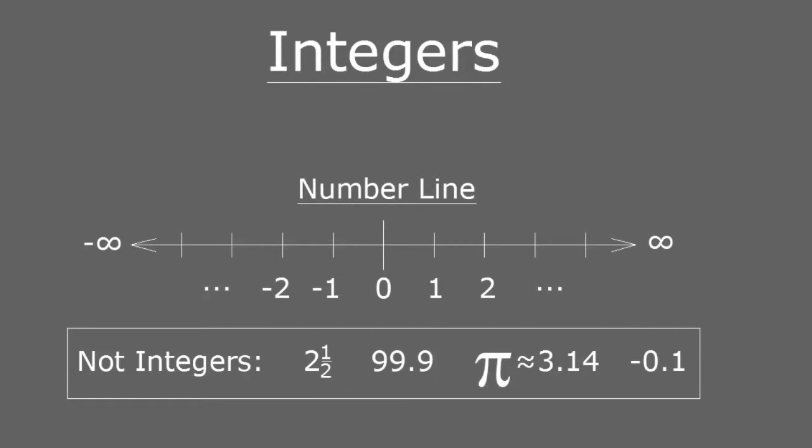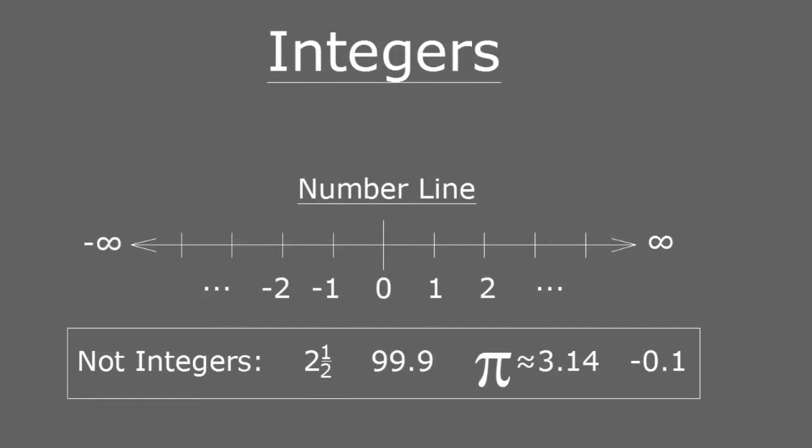The first one is 2.5. 2.5 falls halfway between 2 and 3. 2 is an integer, 3 is an integer. Anything that goes between 2 and 3 is not an integer.